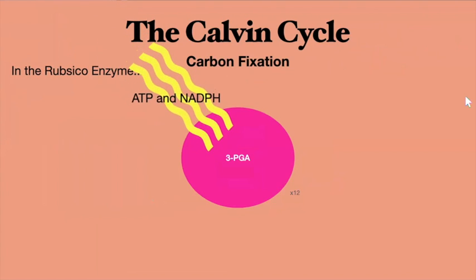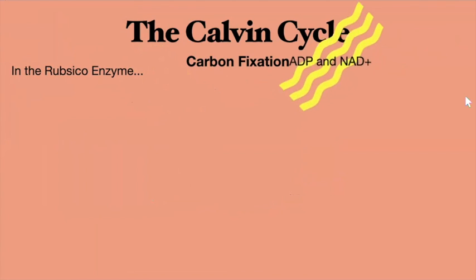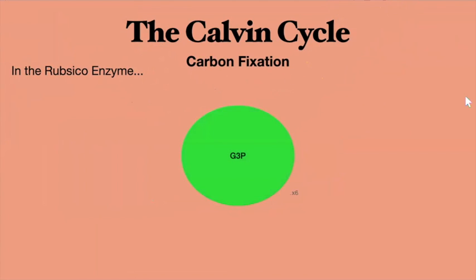ATP and NADPH from the light reaction then come into the Calvin cycle. Then ADP and NADP plus return to the light reaction. This leads to the reduction where the PGA is reduced to form G3P, and it forms 12 of them.